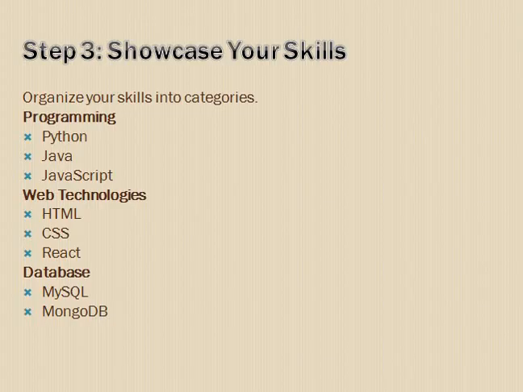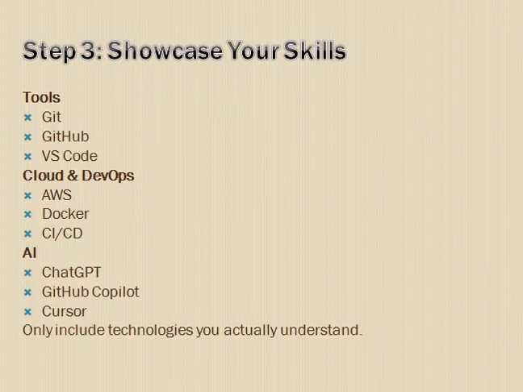For example, programming languages can include Python, Java and JavaScript. Web technologies can include HTML, CSS and React. Database technologies can include MySQL and MongoDB. You can also have categories for tools, cloud technologies, DevOps or AI tools. This makes the portfolio easier to read.